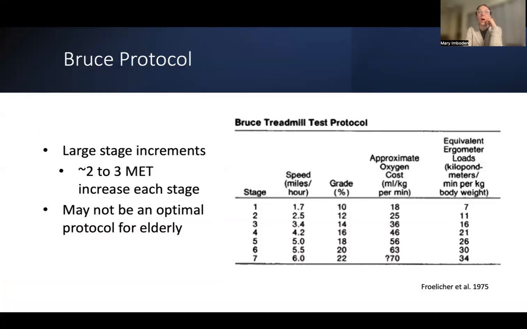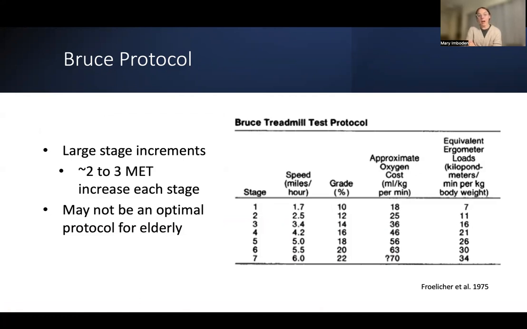The Bruce protocol is one of the most commonly used protocols out there. Like I mentioned, there are really large stage increments in this protocol, so 2 to 3 METs between stages. It's a standard protocol, so when you follow it, the first stage is 1.7 mph, 10% grade, 3 minutes. And then you go to the next stage for 3 minutes, and then the next one.